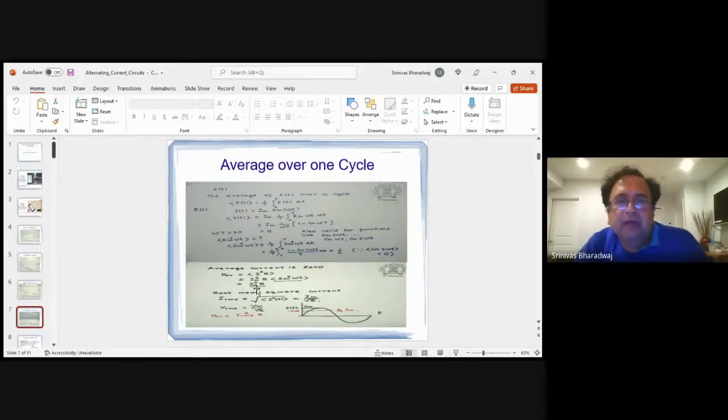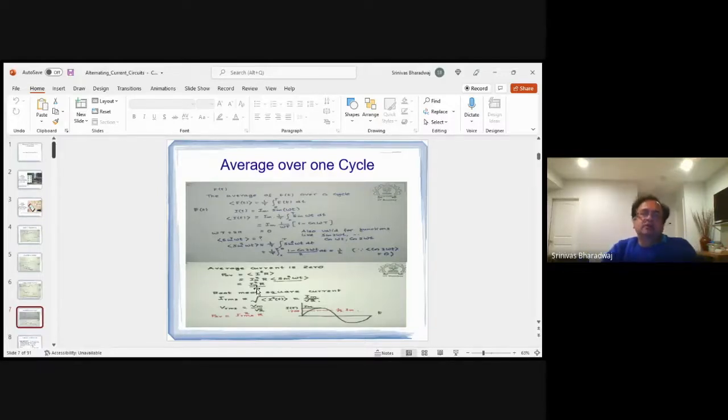So sine square omega t can be written as 1 minus cos 2 omega t by 2, and then when you do the integral, it will become t minus sine 2 omega t, right? And then you put in the values for the limits, and you will find the corresponding power. The average power is I RMS square R, and I RMS is I times 1 by root 2. Okay, V RMS is V times 1 by root 2.